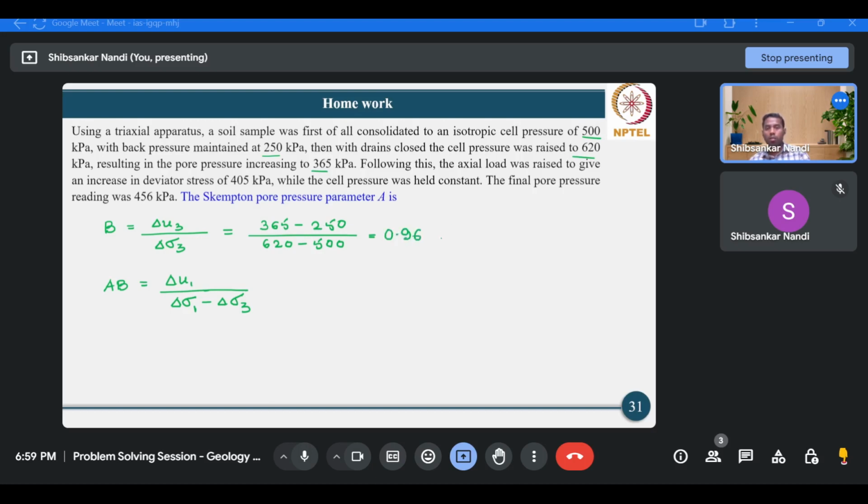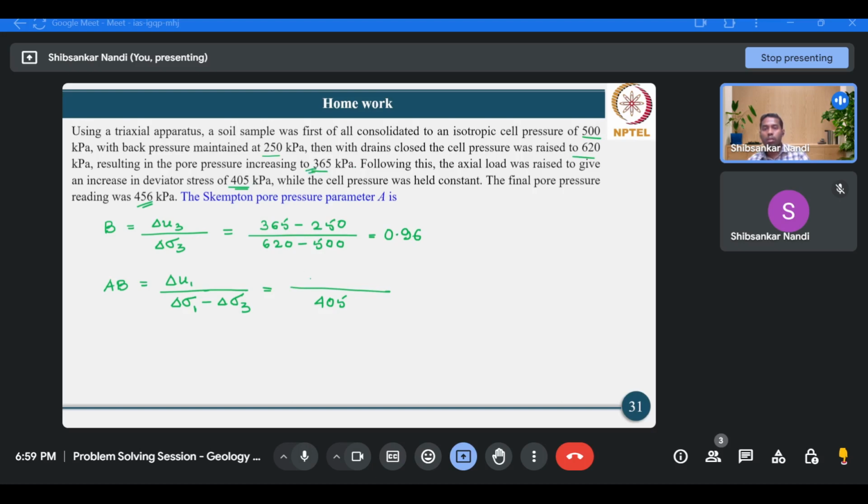Okay, so this is the first phase. Now in the second phase, your axial load is basically raised by an amount of 405 kPa. So that means this is the delta sigma 1 minus delta sigma 3, so this is your 405. Now due to that, the change in pore water pressure is 456. This is the final reading, and this is the reading before application of this axial load.